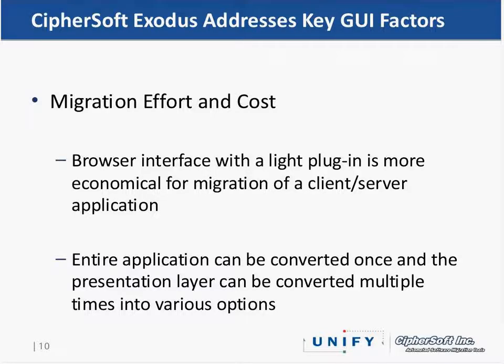Also, what's interesting and you need to know is that Exodus allows you to convert the entire application once, but then you can go back and convert some of the different components as needed. So you could convert the entire application, and then you could convert that presentation layer multiple times into these different options. And this allows you to start, kind of what I was talking about earlier, start achieving those ROI objectives of your Java migration more quickly, and then modernize into a browser-only interface over time as needed.